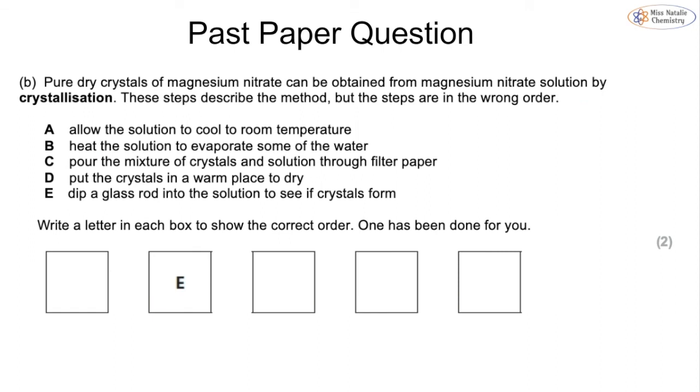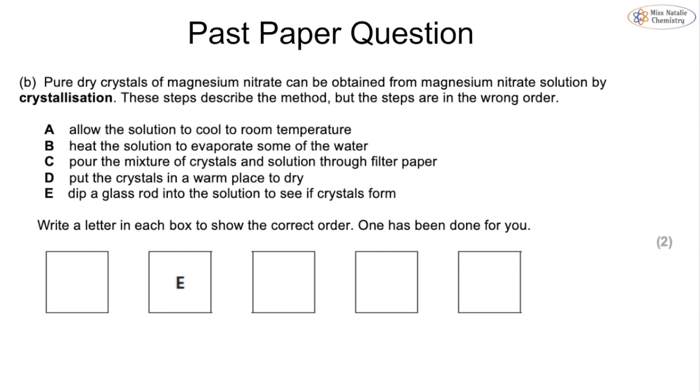Impure dry crystals of magnesium nitrate can be obtained by crystallization, and we want to look at the different steps of how to do this. And they've given us the steps, but they're in the wrong order. And we want to then put them in the correct order for 2 marks. So we have allow the solution to cool to room temperature, heat the solution to evaporate some of the water, pour the mixture of crystals and solution through filter paper, put the crystals in a warm place to dry, and dip a glass rod into the solution to see if crystals form.